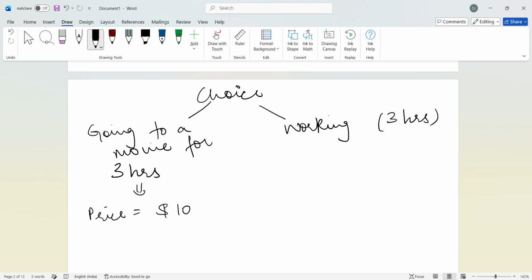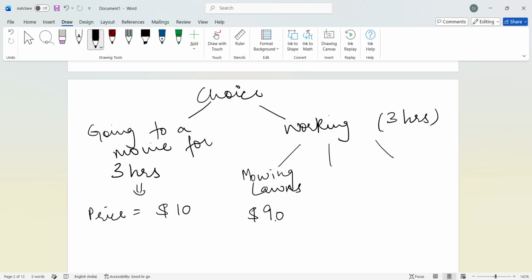And if you work, you can earn. So there are basically three options for working available to you. If you work for 3 hours mowing lawns, then what you get is $90. This is for 3 hours, I'm telling you.